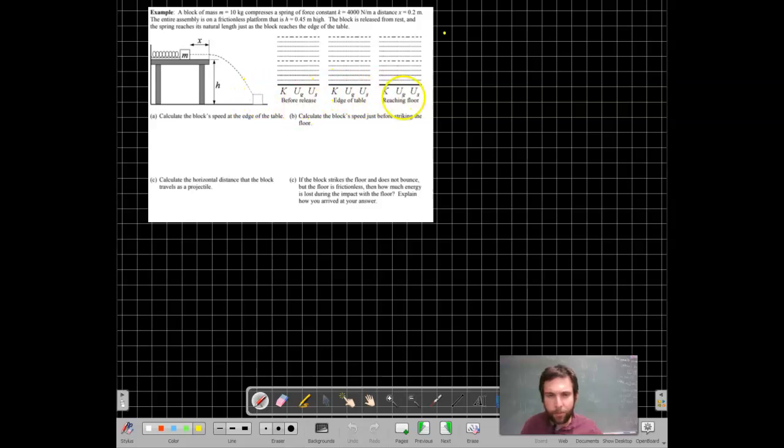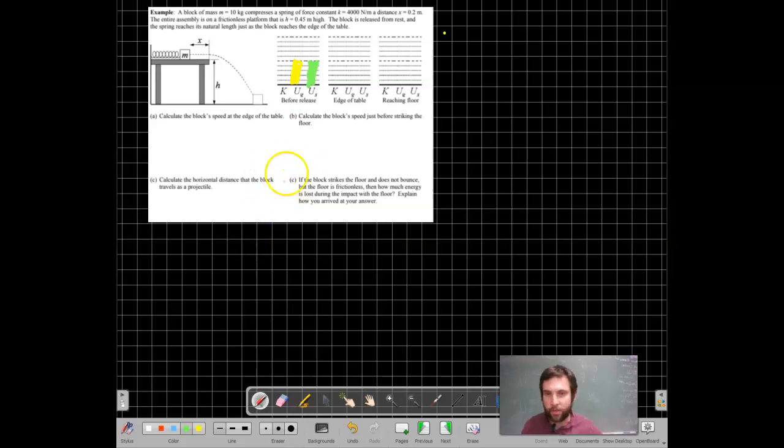So let's put in some bar charts here to figure out where the energy is before the release. It's compressed, so we definitely have spring potential energy, and it's at a height above the ground, so we definitely have gravitational potential energy. Do we have any kinetic energy? No, it says we're released from rest. So we just want to show the types of energy. For gravitational potential energy, I'm going to say there's 5 units. Spring potential energy, I'll say 5 units again, so that the total adds up to 10.